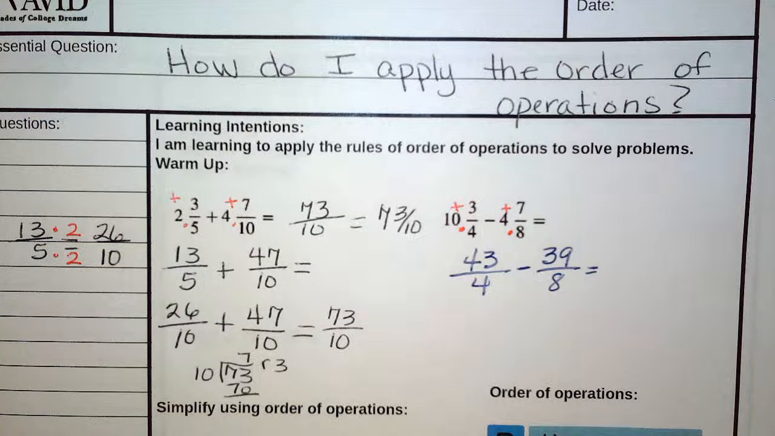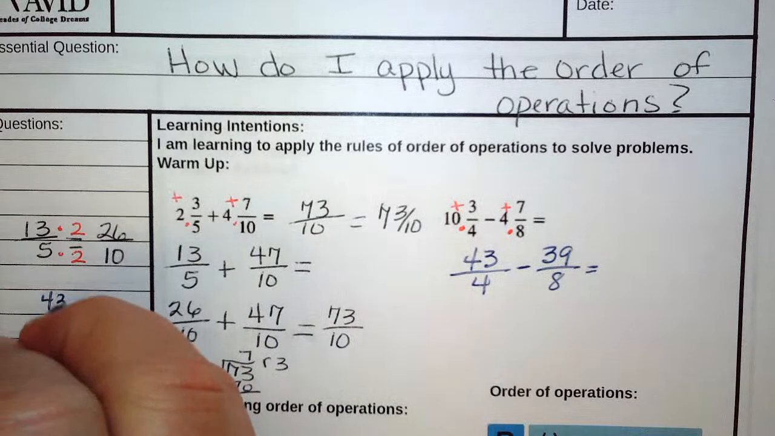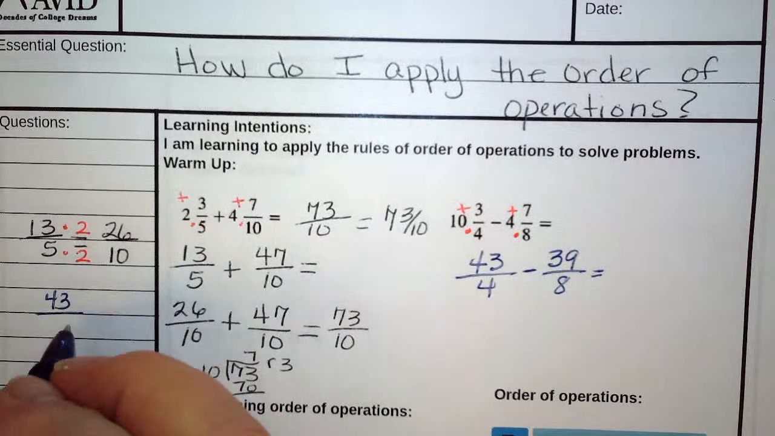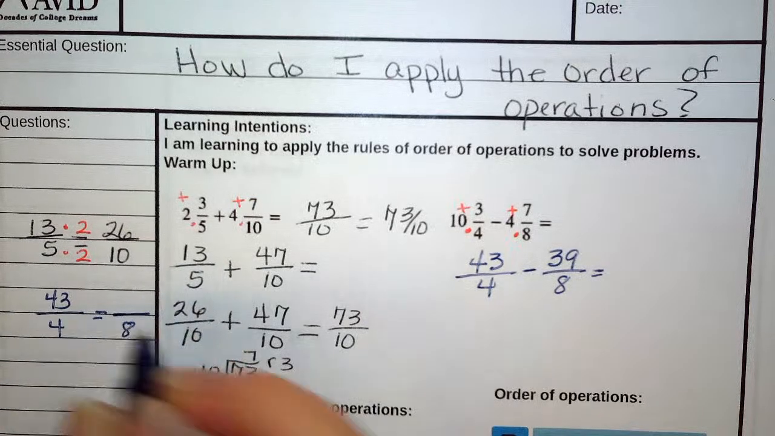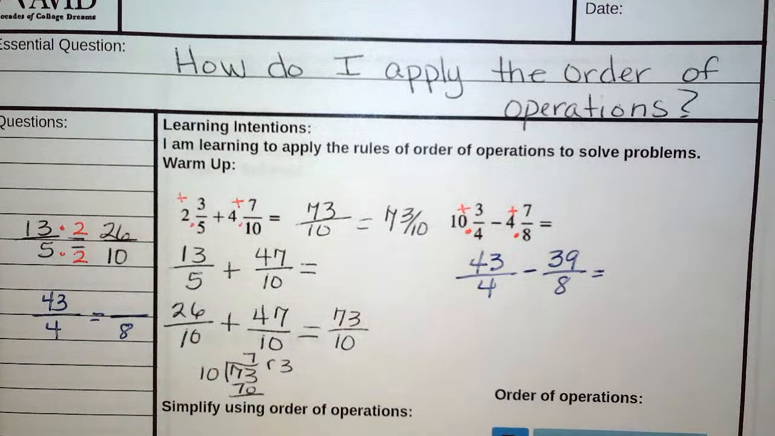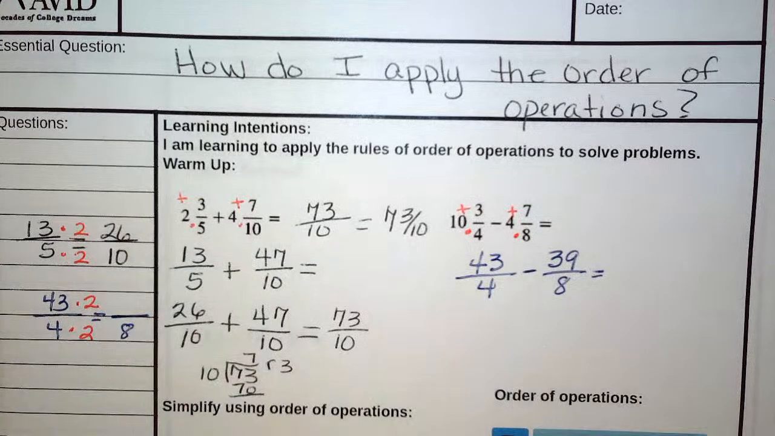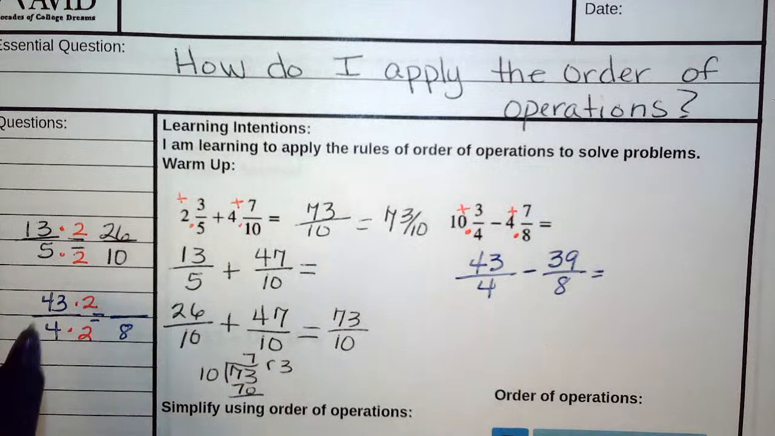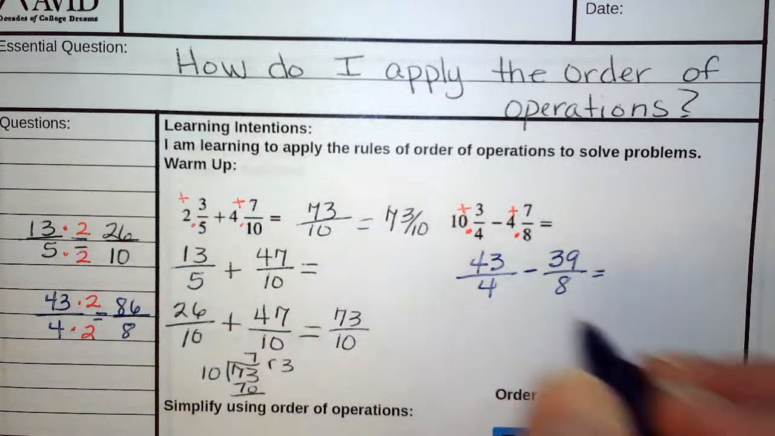Now what? Well, I know that 4 times 2 is 8, so I can change both of them into 8s. 43 over 4 is equal to what over 8? Remember, I have to multiply by 2, numerator and denominator, to make them equal. 43 times 2 is 86.